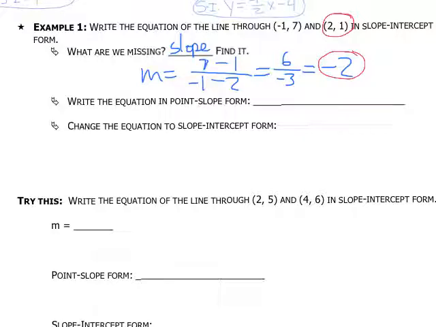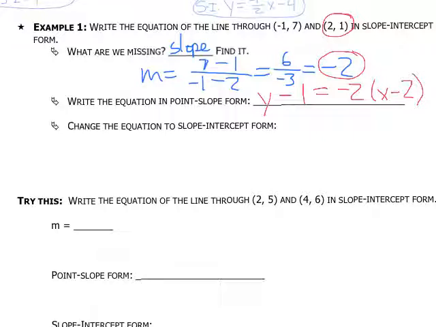All right, so here we go. So y minus y1, what's our y1? 1, right? From the point that we picked, our y value is 1, equals my slope that I just found of negative 2, parenthesis x minus x1, and the x value from the point we picked is 2.